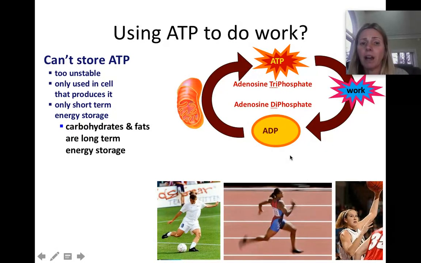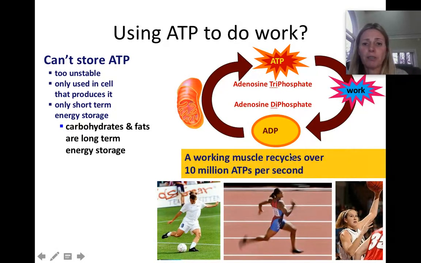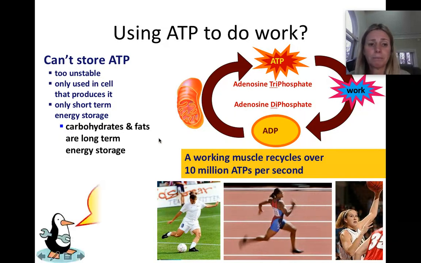And then this is all taking place in the mitochondria, right? So just to give you an example, a working muscle recycles over 10 million ATPs per second. Right, that's how quick this reaction is happening. So with ADP, that phosphate's still floating inside the mitochondria, and then we're going to learn how that phosphate gets slammed onto ADP to bring it back to ATP. And again, this is all taking place in the mitochondria.